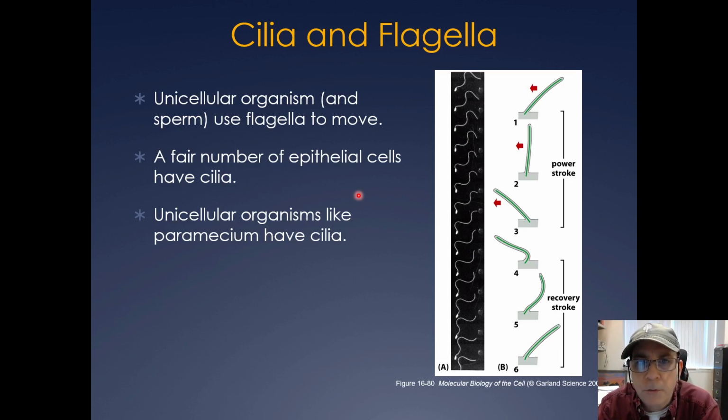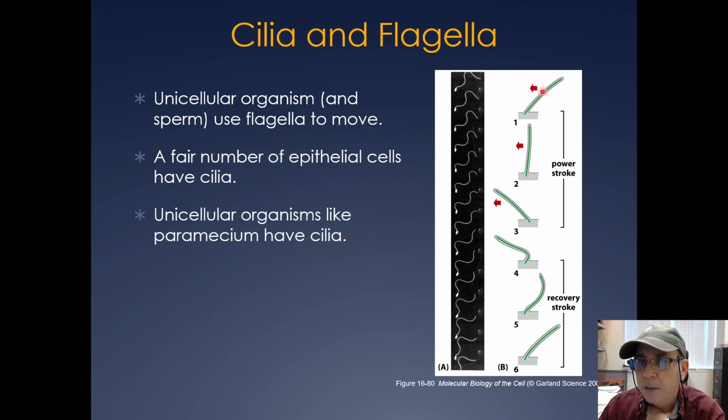Unicellular organisms and sperm use flagella to move. And a fair number of epithelial cells actually have cilia on them, and so do other unicellular organisms like parameciums and things like that.